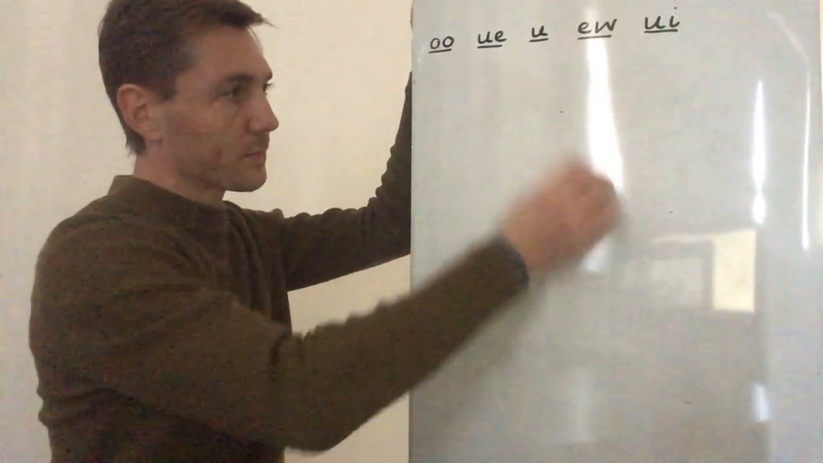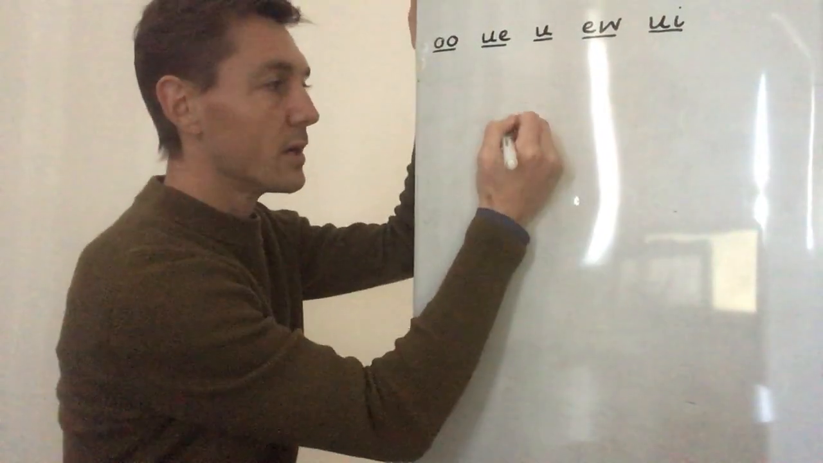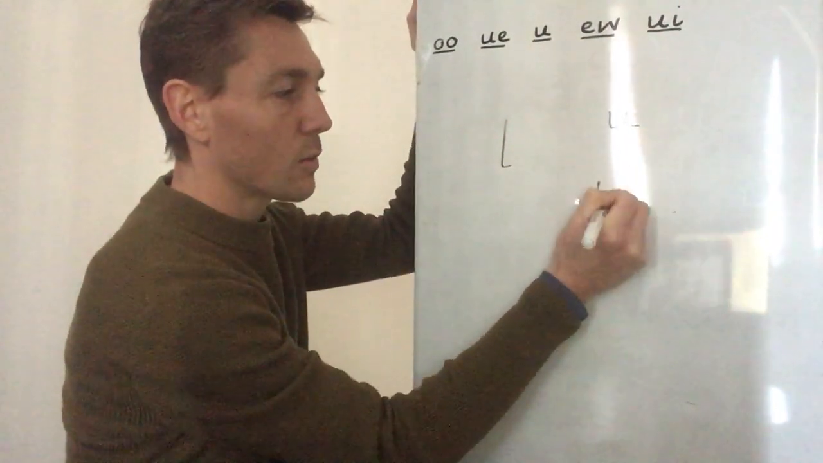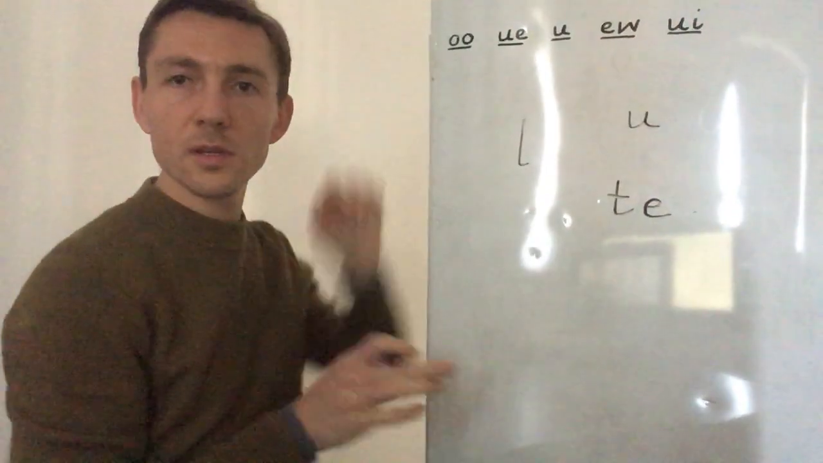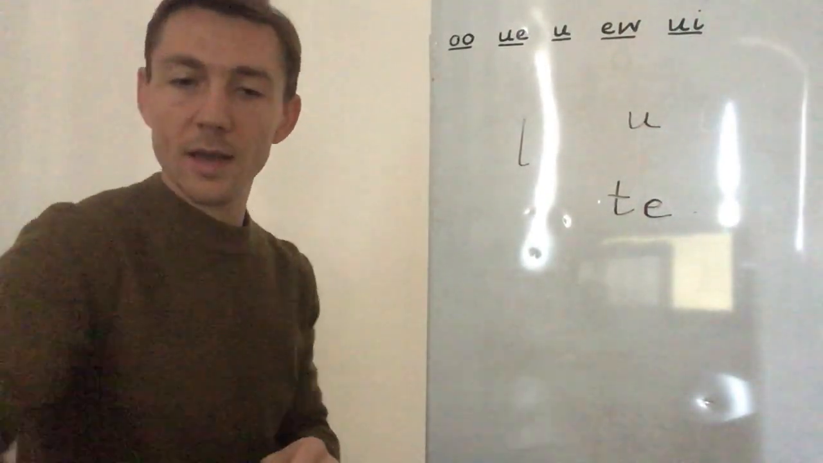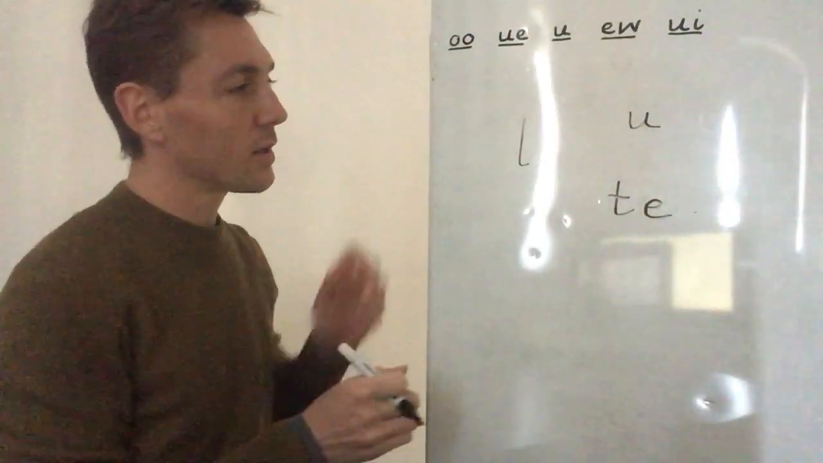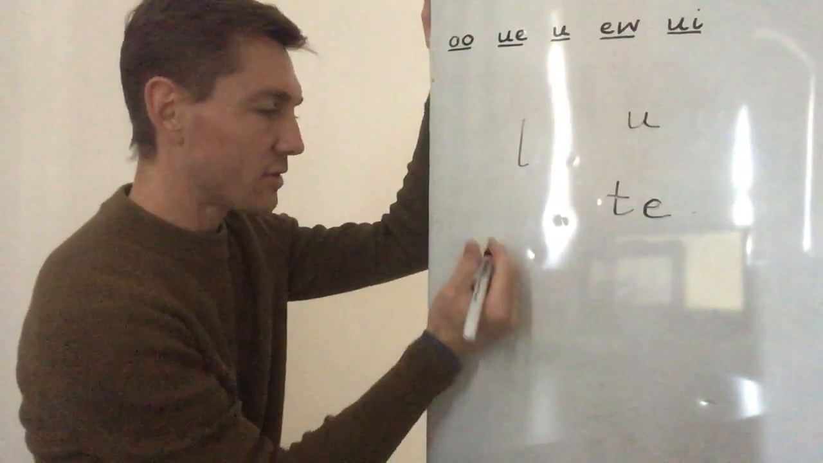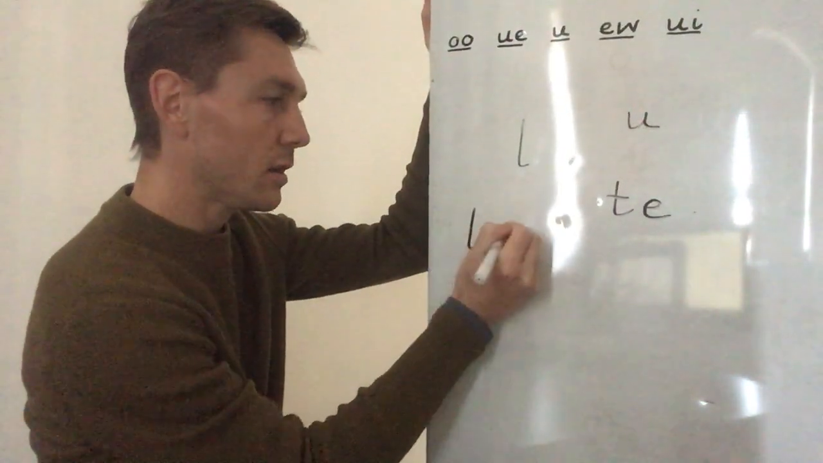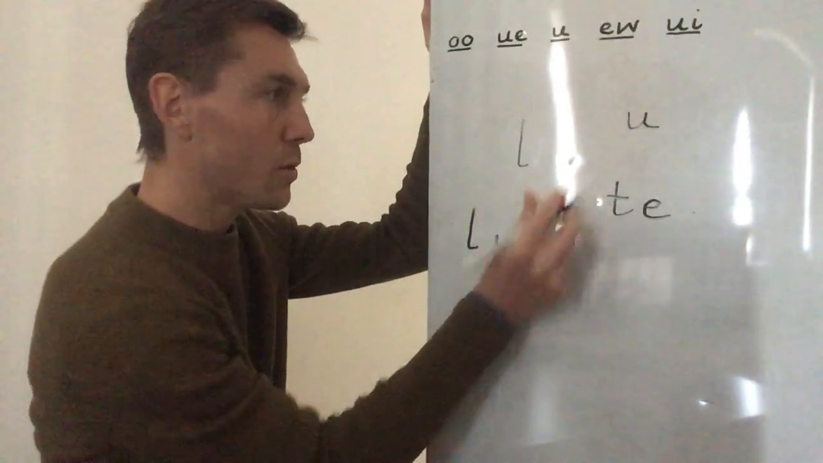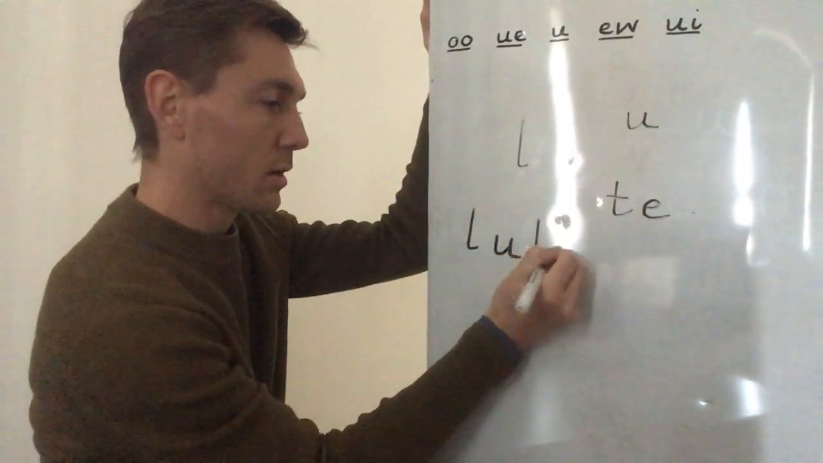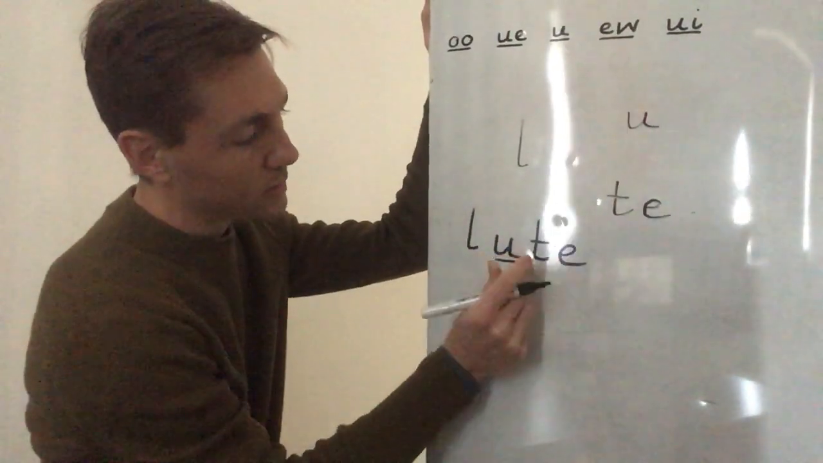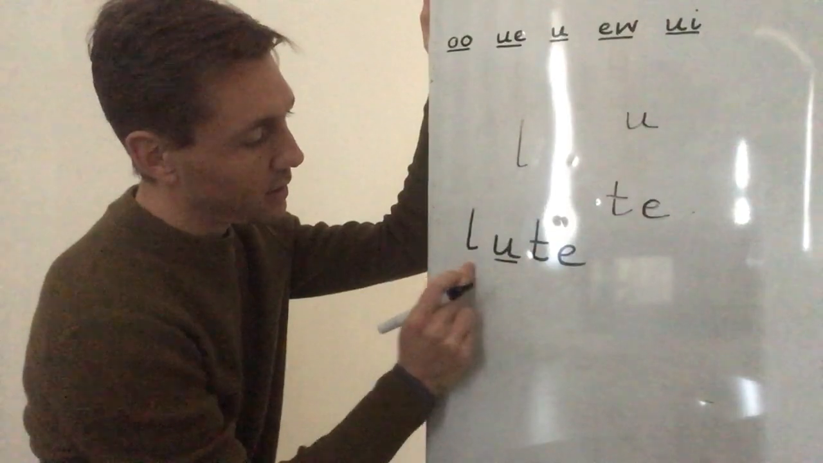The next word is a musical instrument, a lute. The word is lute. Can you say the sounds and build the word lute? Again, saying the sounds as you build the word, saying the sounds as you read the word. Oo, oo, t. Oo, oo, t. Lute, lute.